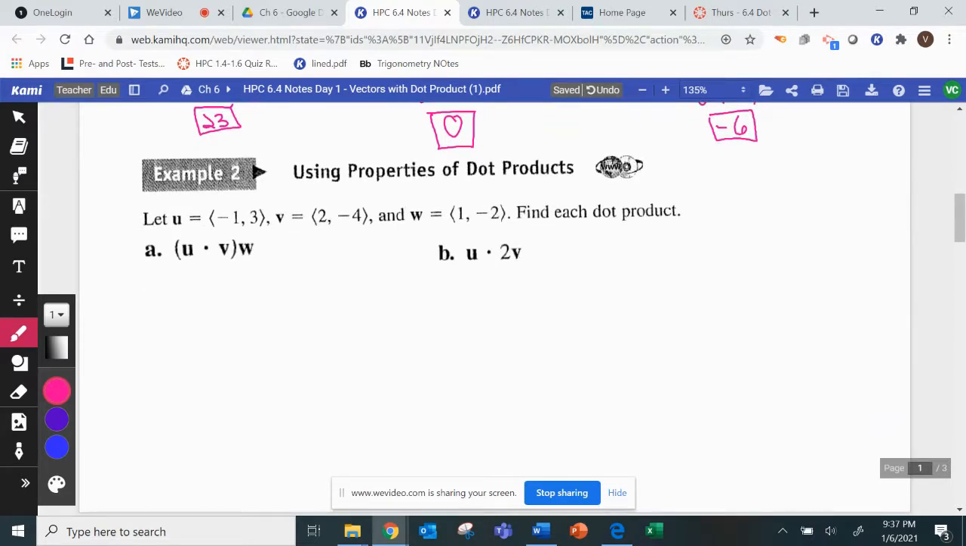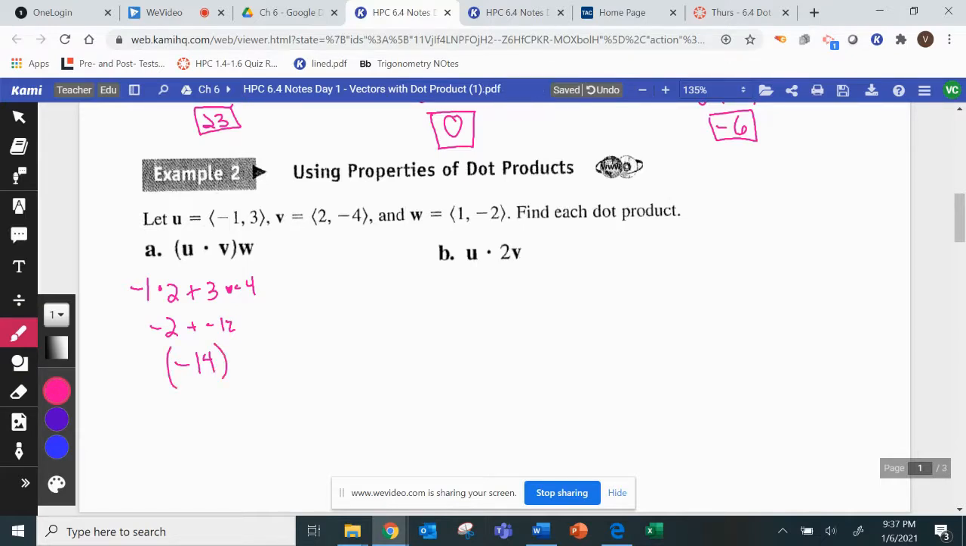Here's using properties of dot products. This one right here, if we have a dot product inside of a parenthesis, and then we're going to multiply that with another vector, I'm just going to do what's inside the parenthesis first. I'm going to do the dot product of u times v. So I'm going to do -1 multiplied by 2 plus 3 multiplied by -4. Oops, that's supposed to be multiply. And that gives me -2 plus -12, so -14. So that's the answer in the parentheses.